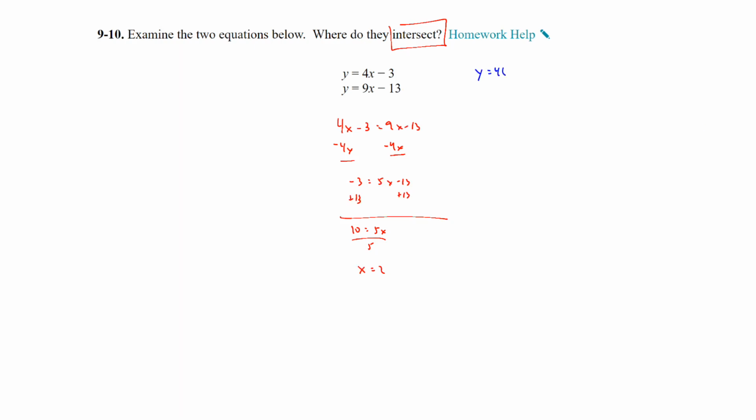So y is equal to 4 times 2 minus 3, which would be 8 minus 3, and that would be 5. And it doesn't matter, so I'm just going to show you real quick that if you multiply by x on the second equation, 9 times 2 minus 13, we get y equals 18 minus 13, and that is 5. So it doesn't matter which way, or which equation I should say, that you plug into. So your solution is 2, 5.